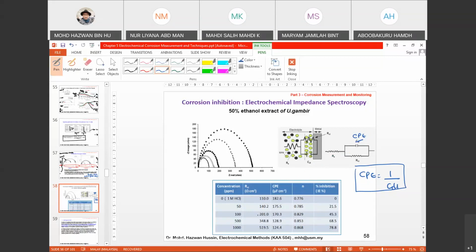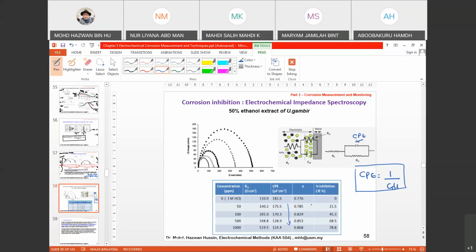So the same observation when you fit the experimental data with CPE. This is actually in the case of, if you have an depressed circuit design, you will have an increase of resistance charge transfer, a decrease of constant phase element or capacitance. You also have the N value. N is actually the exponent value in CPE.